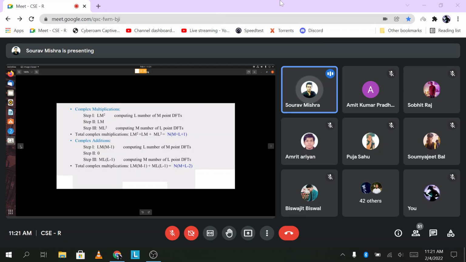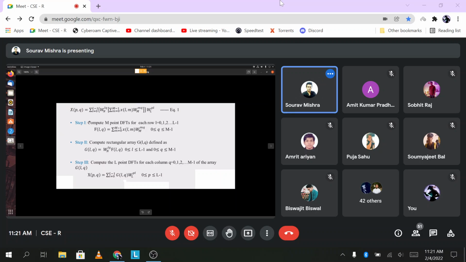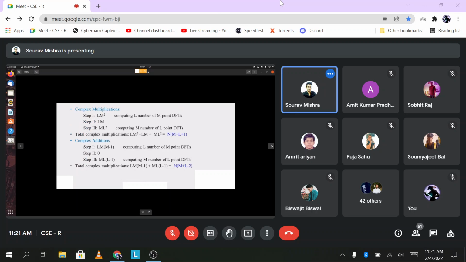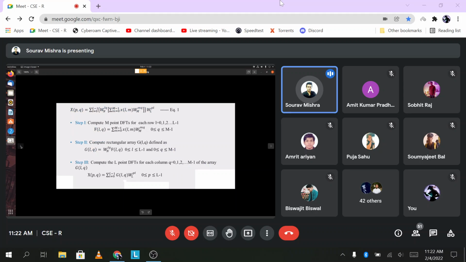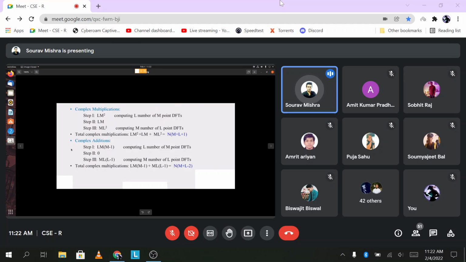Now we take a look at how we find the number of additions. We take a look at step 1, f of LQ equal to this expression. How many additions are happening here, when q goes from 0 to m minus 1? You get m whole m minus 1 additions for a single L value. For L equal to 0, or L equal to 1, or L equal to 2, you get m whole m minus 1. So what will be the total number of additions? The total number of rows is L, so L multiplied by m whole m minus 1. This is the total number of additions.